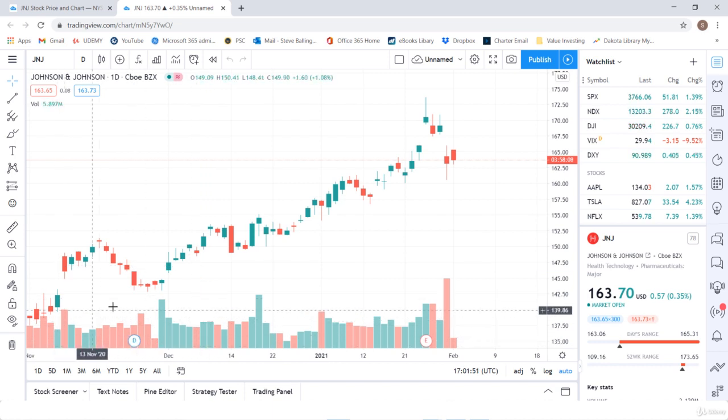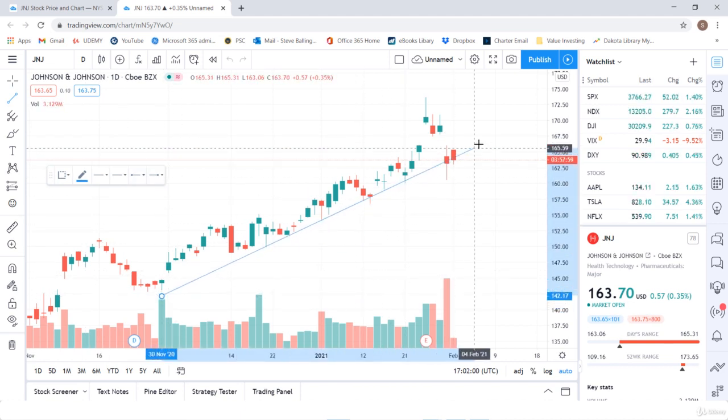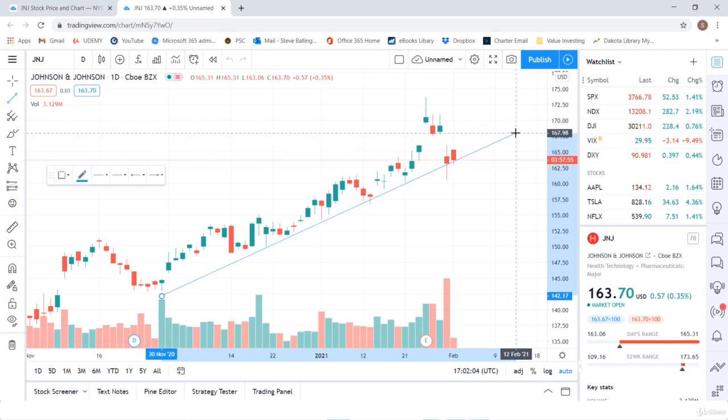But let's say I'm a long-time believer in Johnson & Johnson. As a person, you want to trade on a long view. So maybe I'm starting my trend line way back here because I'm doing a long view. And I draw a trend line all the way out to here, right? Because we're going to extend it all the way.